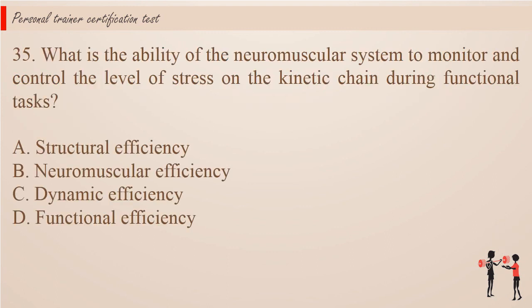Question 35. What is the ability of the neuromuscular system to monitor and control the level of stress on the kinetic chain during functional tasks? A. Structural efficiency. B. Neuromuscular efficiency. C. Dynamic efficiency. D. Functional efficiency.